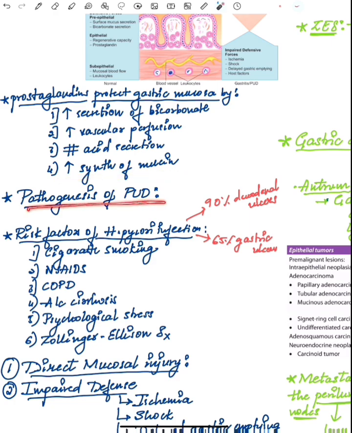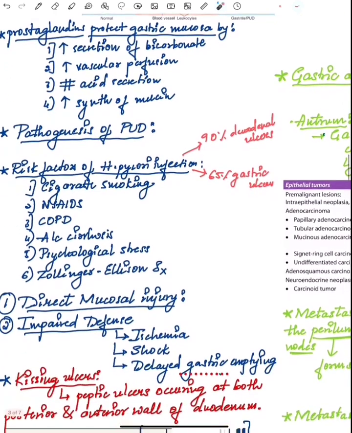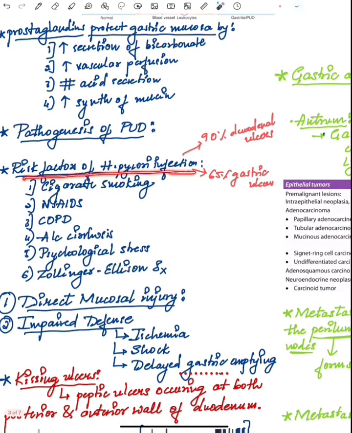Coming to the pathogenesis of this peptic ulcer disease, we can see the risk factor of H. pylori infection. That is, H. pylori infection causes this disease. It can be seen in 90% of duodenal ulcers and 65% of gastric ulcers. Coming to the other risk factors, they may be cigarette smoking, NSAIDs, COPD, alcoholic cirrhosis, psychological stress, and Zollinger-Ellison syndrome. This Zollinger-Ellison syndrome is important. It is dealt with in the upcoming part in the next video.